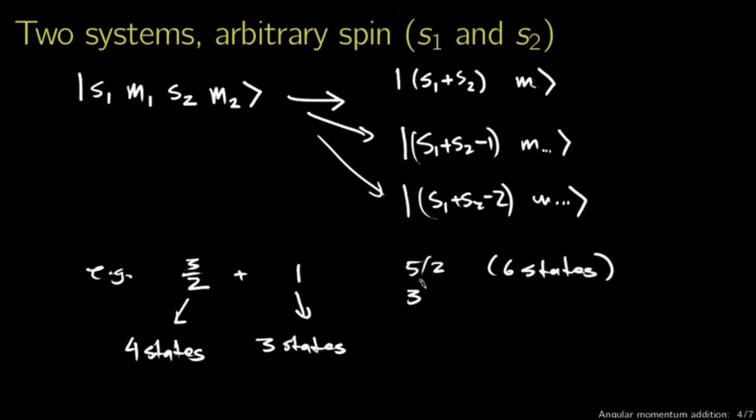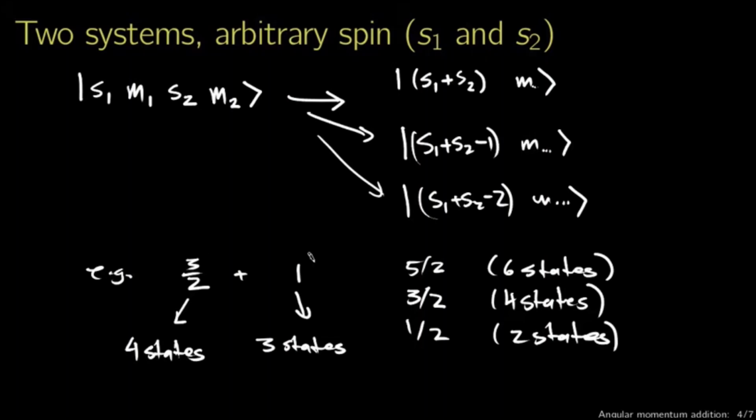Or you can make a 3/2 quantum mechanical system with 4 states. Or you can make a 1/2 total angular momentum quantum mechanical system with, well, 2 states. So when I'm combining a spin 3/2 system and a spin 1 system, it's not just going to be a triplet and a singlet. I'm going to get a 5/2, or a 3/2, or a 1/2, depending on how I make superpositions of these quantum mechanical systems.